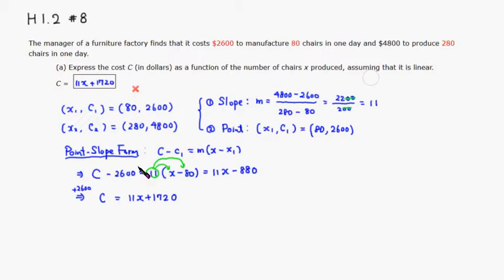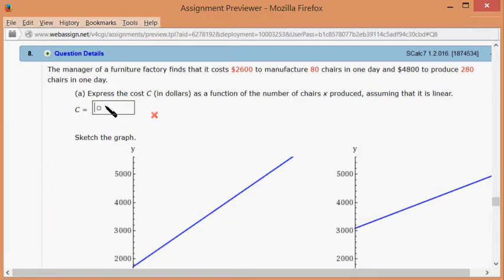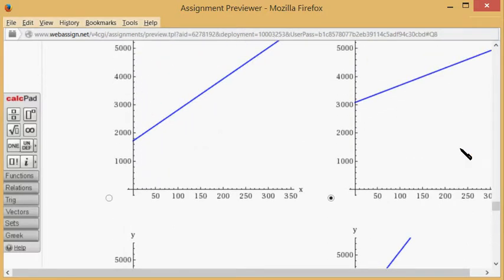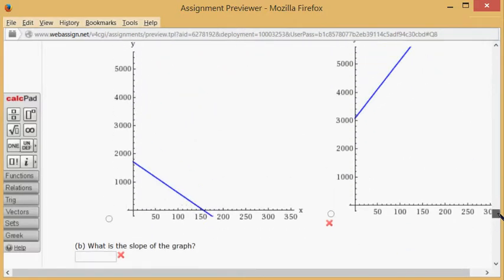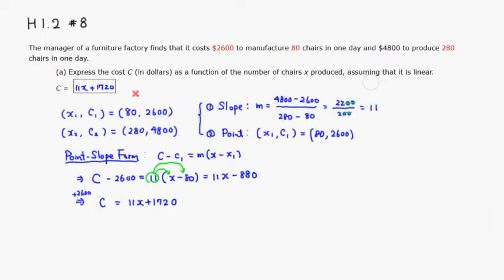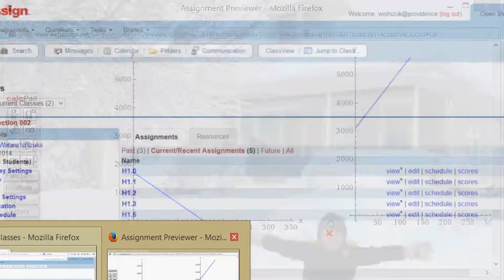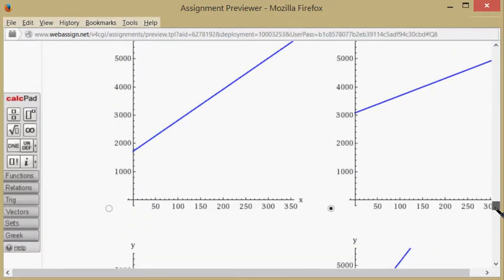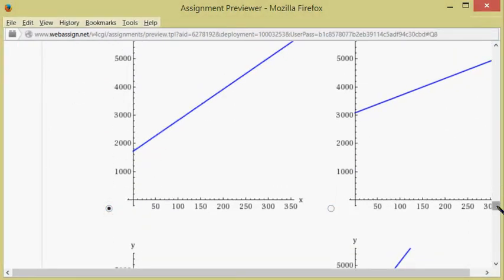Let's look at that and type it in. The function we found was 11x plus 1720. The corresponding graph has a y-intercept, sorry, a c-intercept, of 1720. So this one is right, and the others are not. The slope is 11, so the slope is positive, so it's definitely the one that is increasing, not the one that is decreasing.